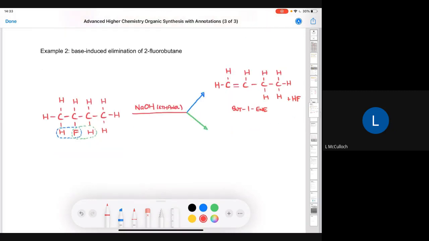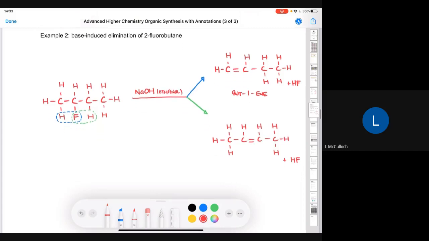And then the alternative is to still remove the fluorine from the second carbon, but for this one we're removing the hydrogen from the third carbon rather than the first carbon. And this time we would form the carbon-to-carbon double bond in between the second and the third carbon, which would give us but-2-ene as our product.